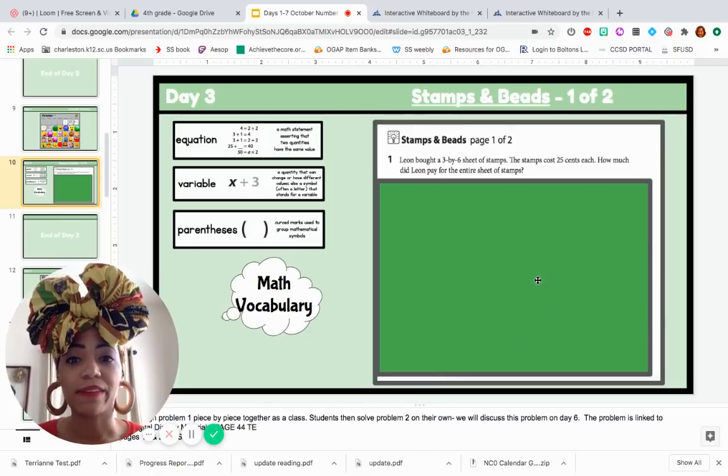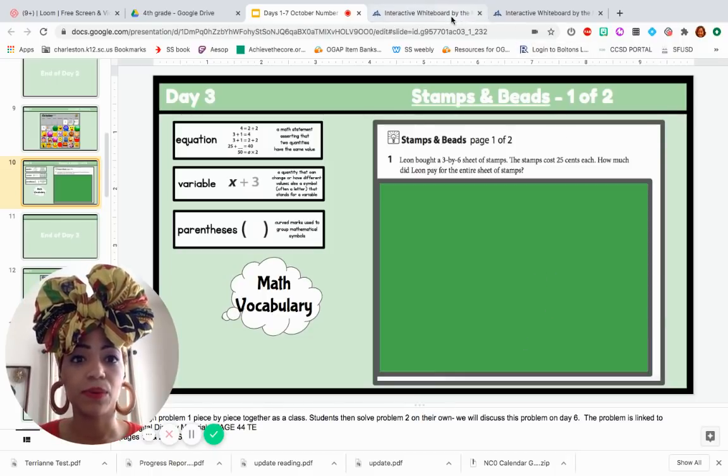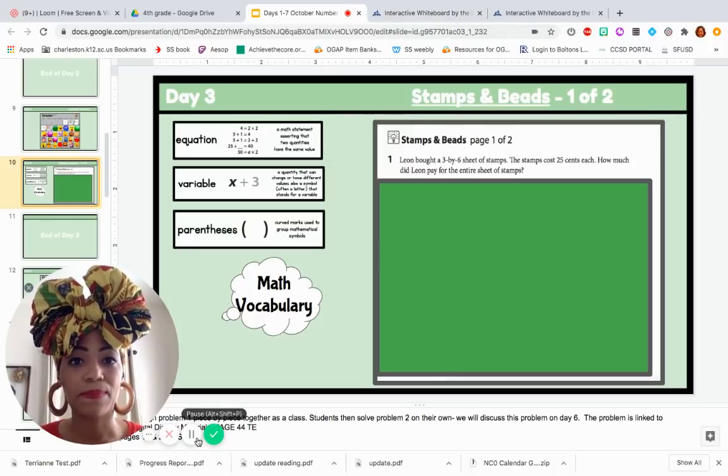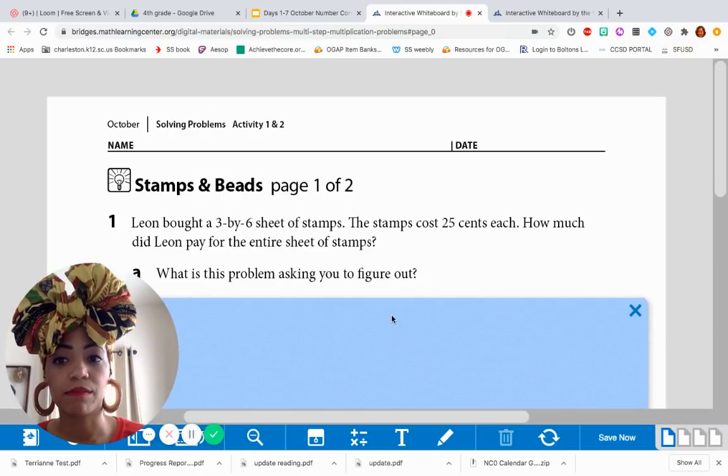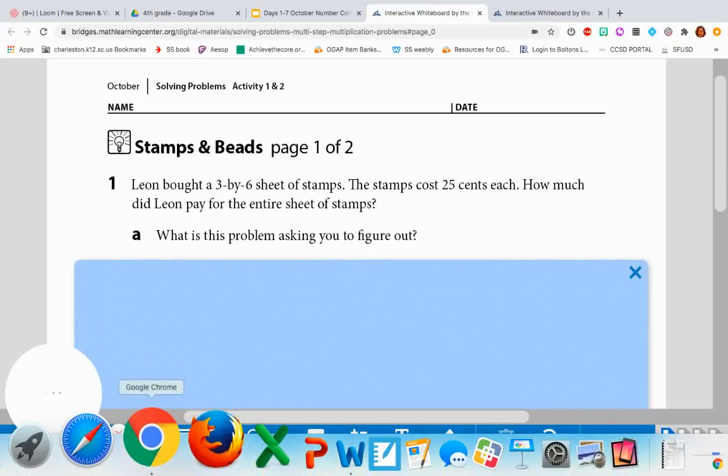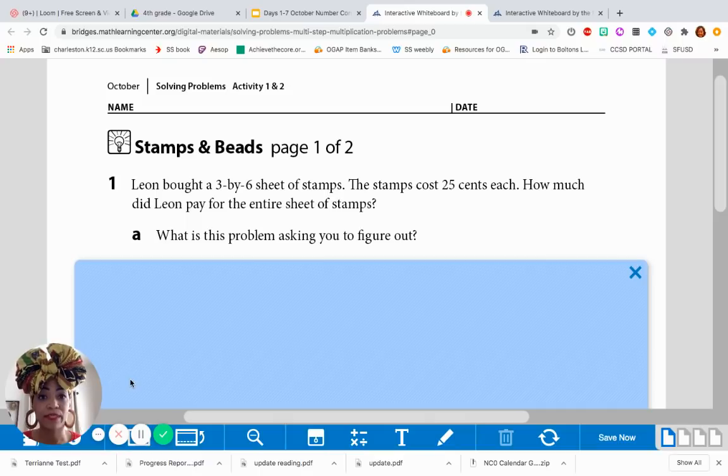So for today, we have stamps and beads. So I'm going to pull a bigger version of that up, okay? Okay, here it is. Let me zoom in some so we can really see the problem. Make myself a little bit smaller. All right, take a moment, read this problem to yourself. All right. Now, I'm going to read it out loud. You may remember I have always encouraged you to read word problems at least 2 times.